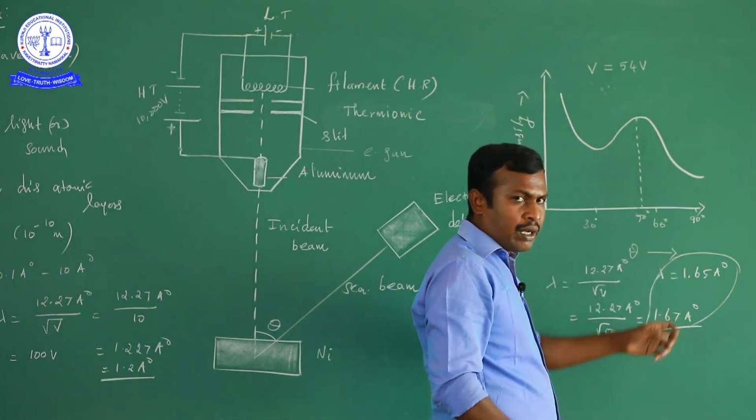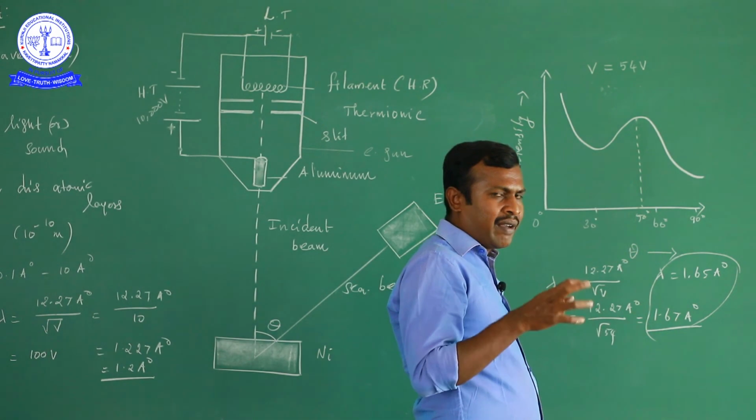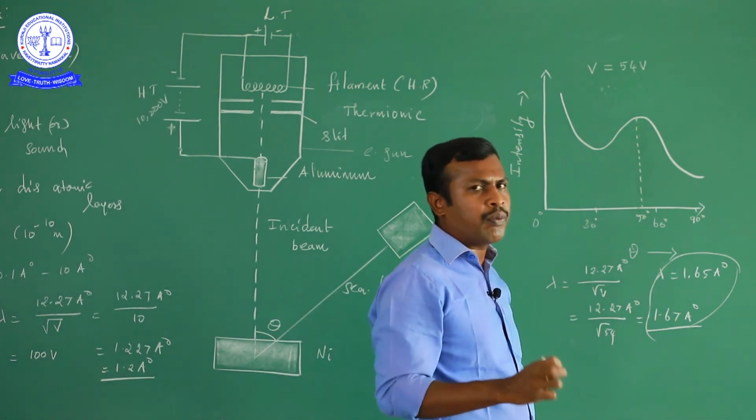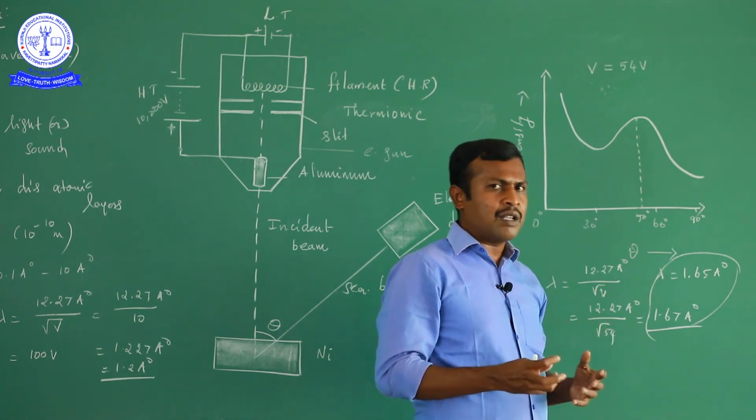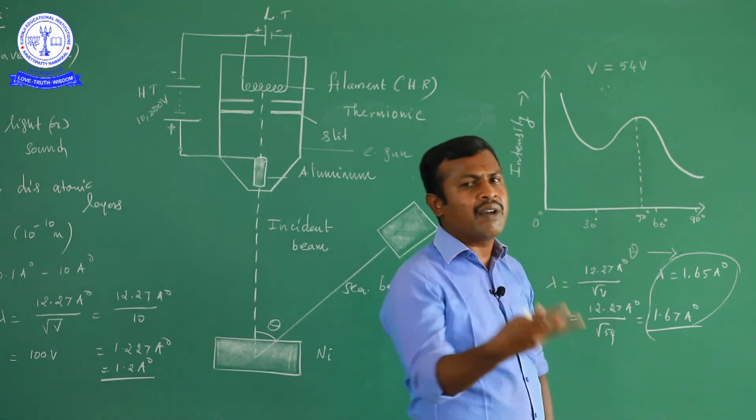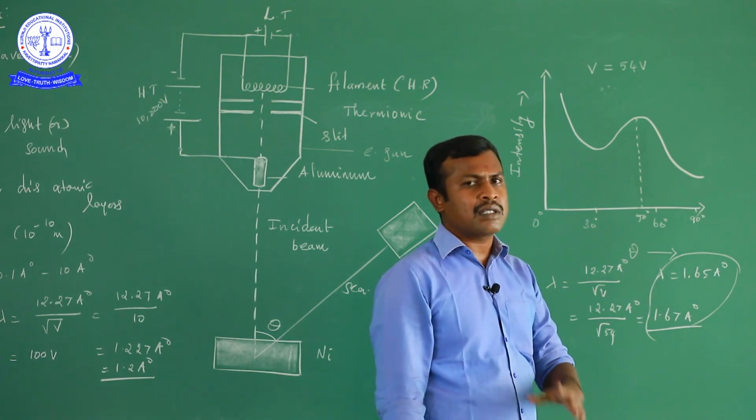So from that we conclude the Davisson-Germer experiment is used to prove the de Broglie concept. So what is the de Broglie concept? When electrons are particles in nature, they will have wave nature also. This is the major concept of dual nature.